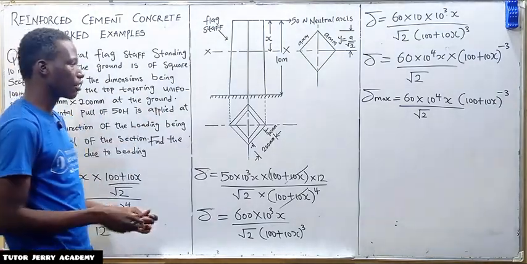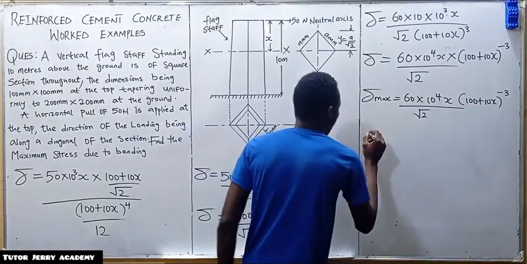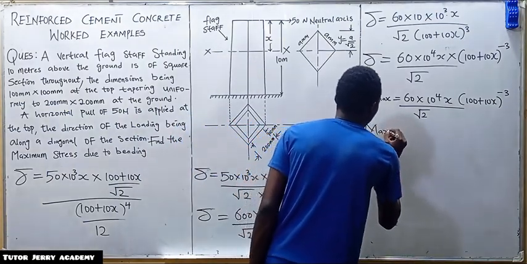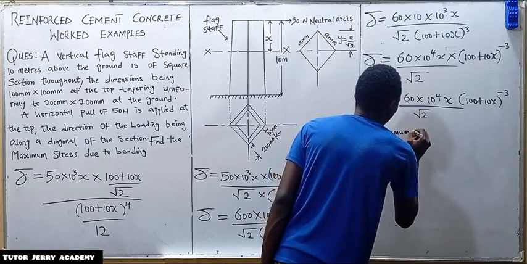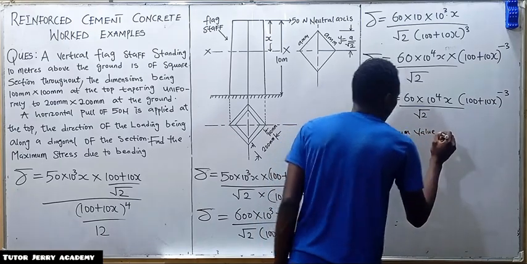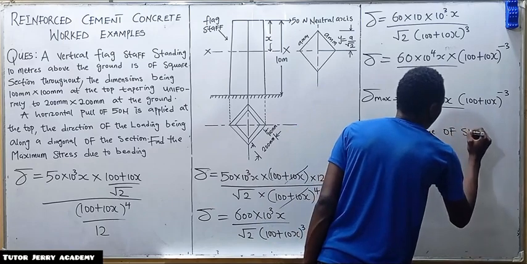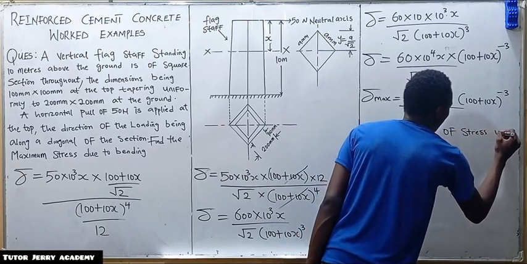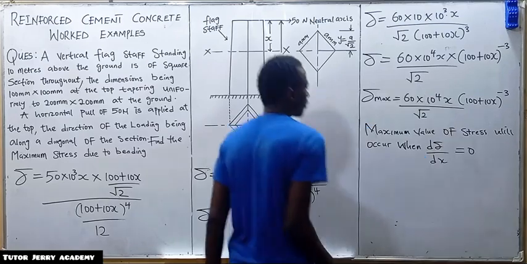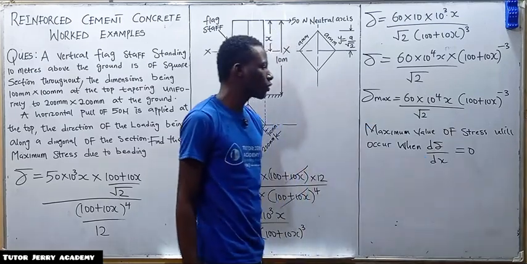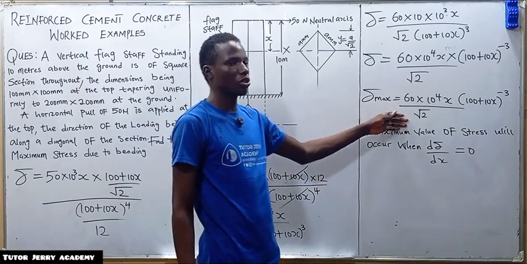X is equal to 0. So I will write it down: maximum value of what? Of stress, sigma over 0. All right. So we are going to be differentiating what we have here.